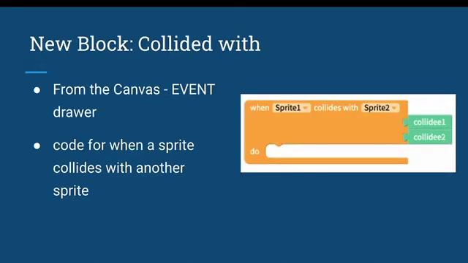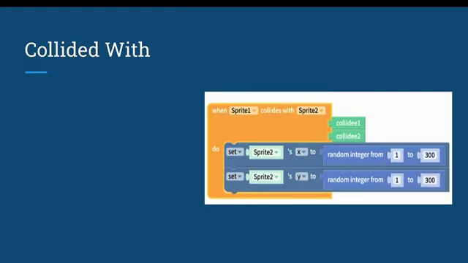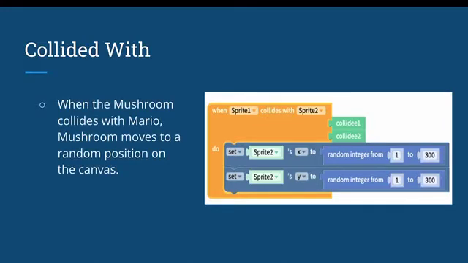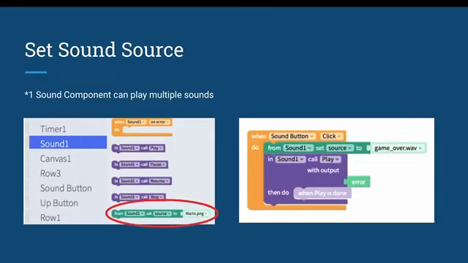A big event that you'll be using a bunch of times in this is the collides with. So you can set an event to track whether the different sprites are colliding with each other. Here's what that code might look like. When they collide, you might send one to a random location on the screen. For example, when the mushroom collides with Mario, or vice versa.